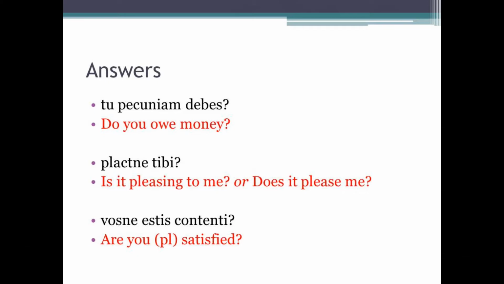Tu pecuniam debes. Do you owe money? Placetne tibi? Is it pleasing to me? Or, more naturally, does it please me? Vosne estis contenti? Are you satisfied? Well done if you got all of those right. And if you got all three right, you should feel especially proud, because these were some hard sentences, combining both of the areas of grammar.